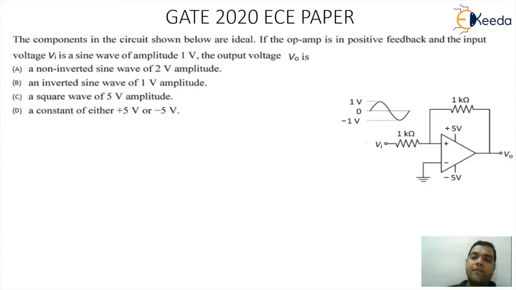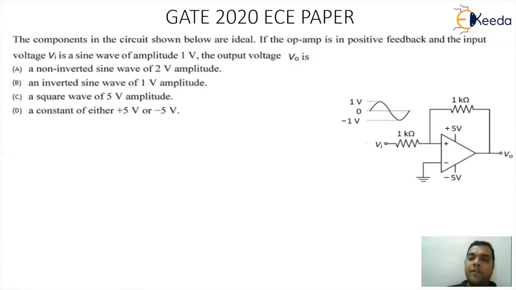You can see Vi is given to the plus pin and the feedback is also connected to the plus pin, which implies this circuitry is going to work like a comparator. Whenever we talk about op-amp as an amplifier, the feedback has to go to the minus pin. So this circuitry is working like a comparator, and it's definite that the output has to be plus Vsat or minus Vsat.